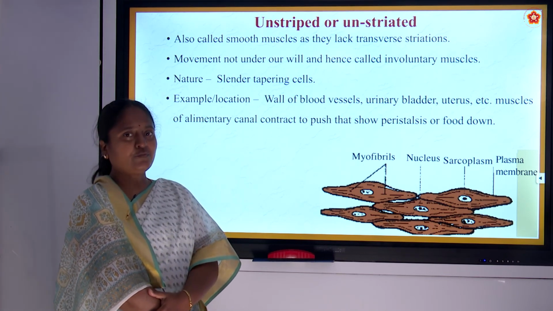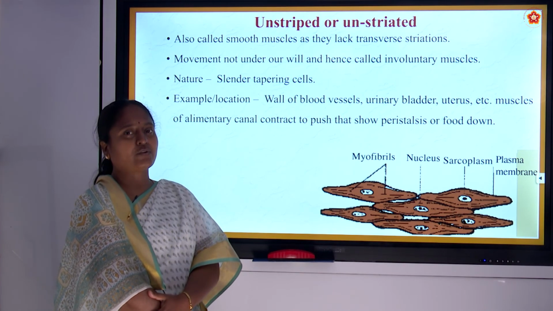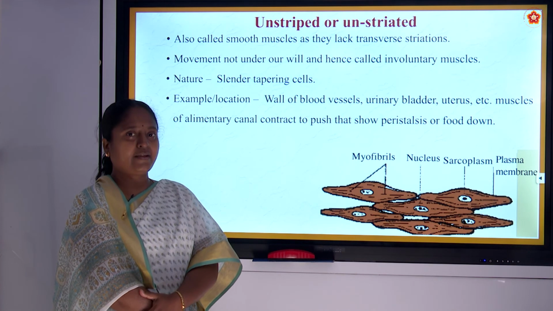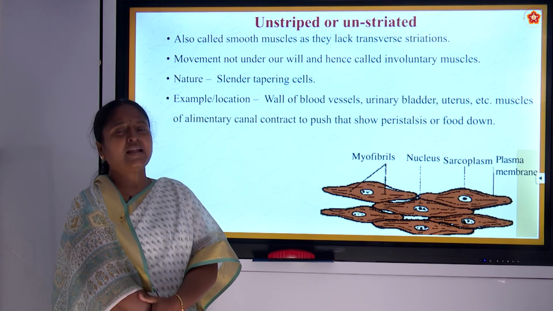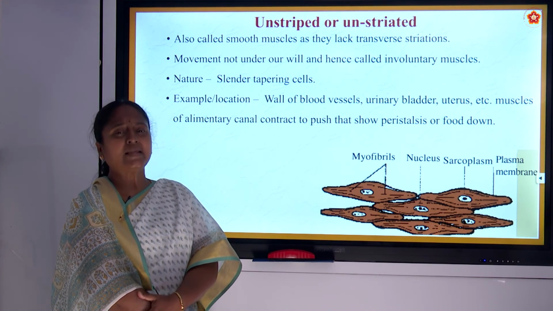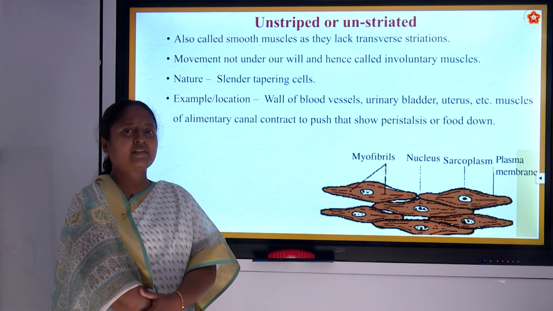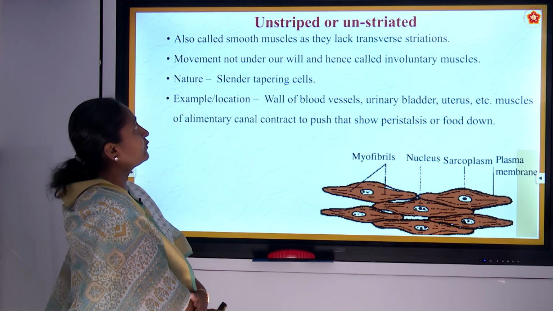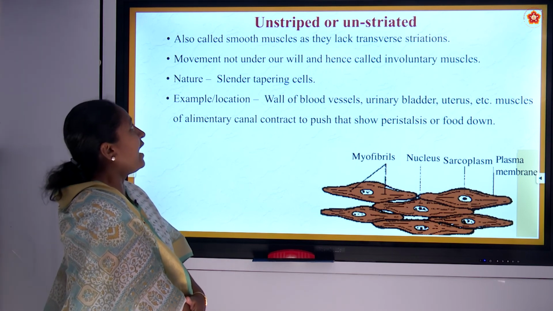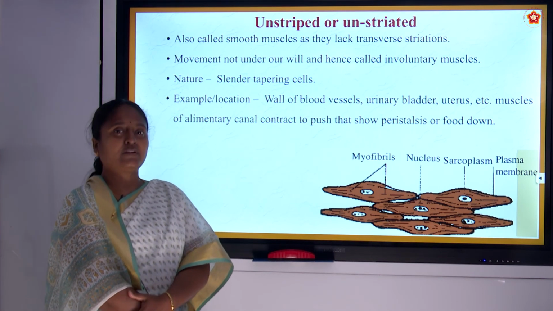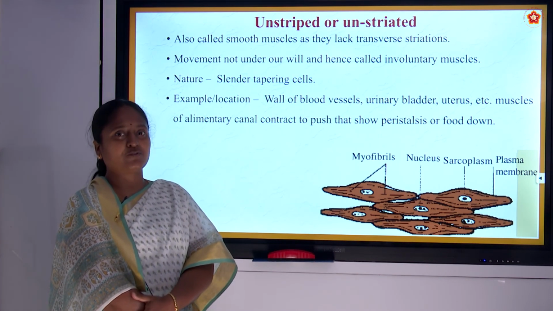When we are eating the food, we can swallow, right? That we can control. Then after it reaches our esophagus, we cannot control it, right? The food will keep moving to the stomach, intestine and all, right? How is this movement controlled? That is uncontrollable, right? Because of the unstriped muscles which are present, that is controlling the movement of the food. We cannot control it, correct?